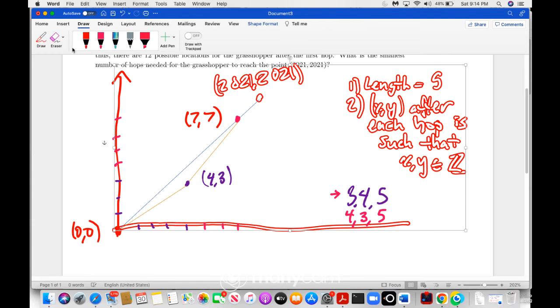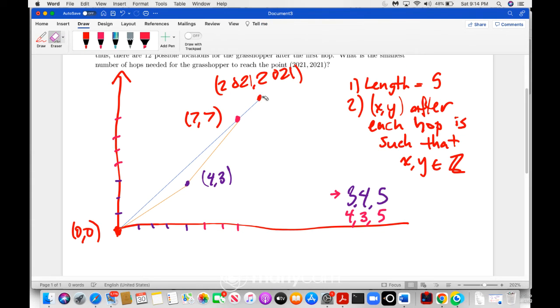I don't know why it's not letting me erase. There we go. So we're not quite at 2021, 2021, but we are at 7, 7. Now the question you should ask yourself is, are there any other shorter hops that will get me a substantial amount of distance? And the answer is no, because Pythagorean triples go in order. The next Pythagorean triple would be 5, 12, 13, but the distance 13 is unachievable in an integer number of hops. So this would be unrealistic. So 3, 4, 5 is really the best way to go.